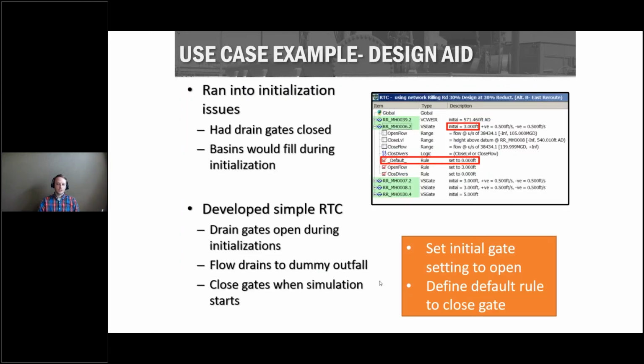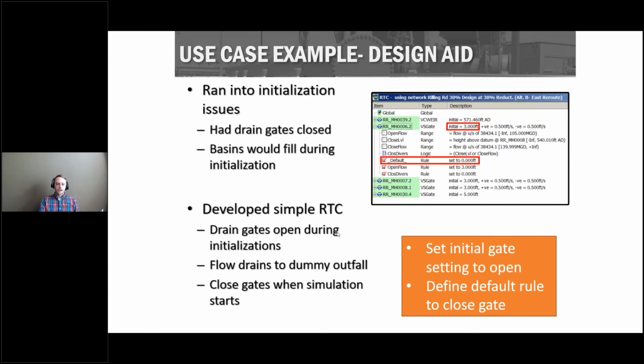Yeah, and so this just summarizes that. You have your initial setting for your gates, so there's a rule or an RTC for each of those drain gates, and if your initial is set to a value, that is the value that'll be held during initialization of the model. And then if you define a default rule right off the bat that closes the gate, when the simulation starts, that gate will close at the first timestep, and then you no longer have to worry about flow passing through. So there are some nuances to RTCs that come into play when you do these types of facilities.